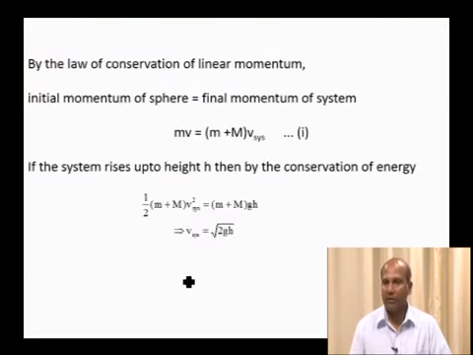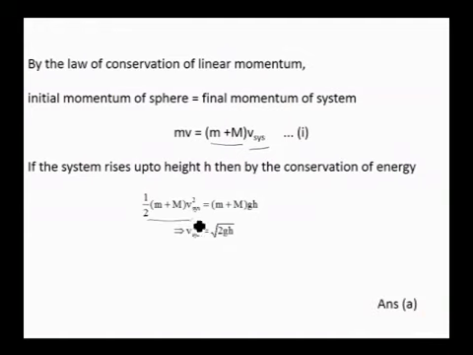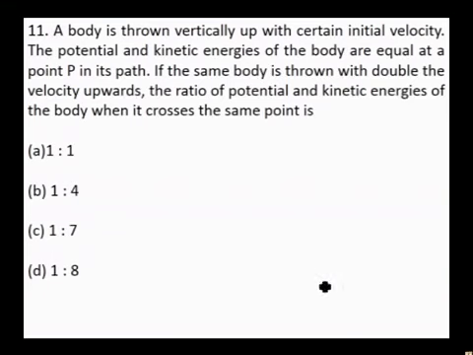By the law of conservation of linear momentum, the initial momentum of the sphere is equal to the final momentum of the system. So you have these two masses and the velocity of the system here. If the system rises to height h, then by the conservation of energy, kinetic energy should be equal to potential energy. So, V of the system is equal to square root of 2gh, and therefore option A is the correct answer. So, now coming to the next problem.